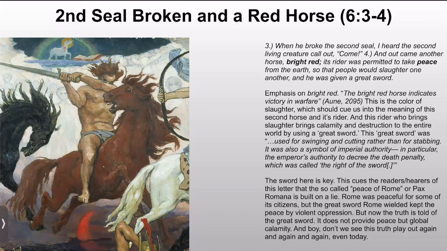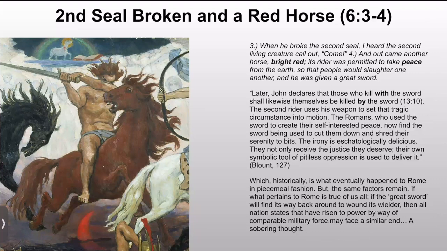So this cues the readers or the hearers of this letter that the so-called peace of Rome, or Pax Romana, as they called it, is built on a lie. Rome was peaceful for some of its citizens, but the great sword Rome wielded kept the peace by violent oppression. But now the truth is told of the great sword. It does not provide peace, but global calamity. And boy, don't we see this truth play out again and again and again, even today.